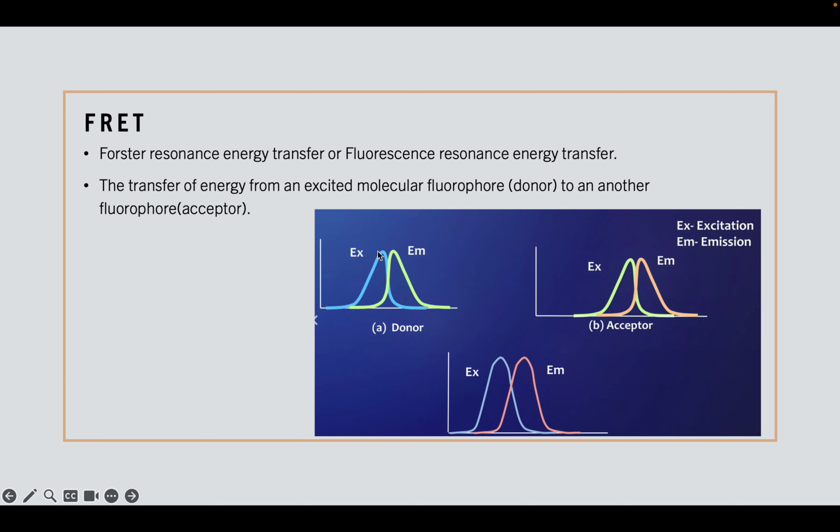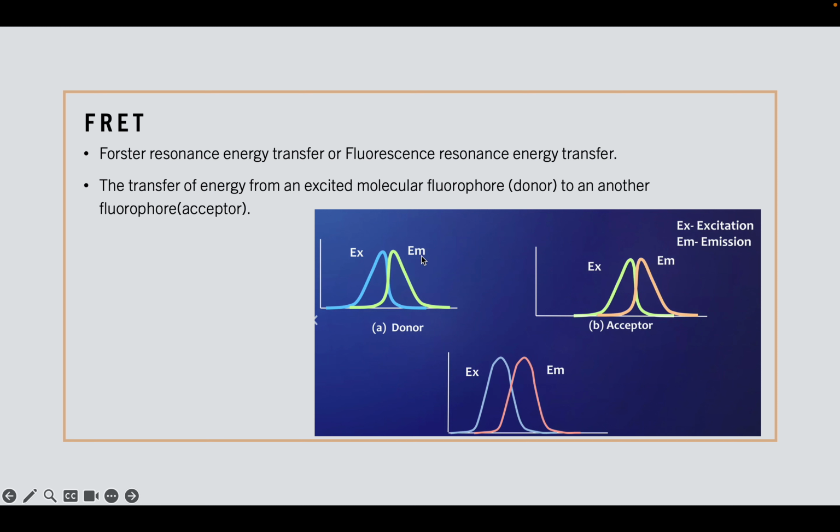So here you see that a molecule is excited at 435 and the emission is around 469 nanometers, and for the acceptor molecule the excitation is also 469 nanometers. So if these two molecules have the same emission and excitation, the energy that is released can be used here to excite this molecule.